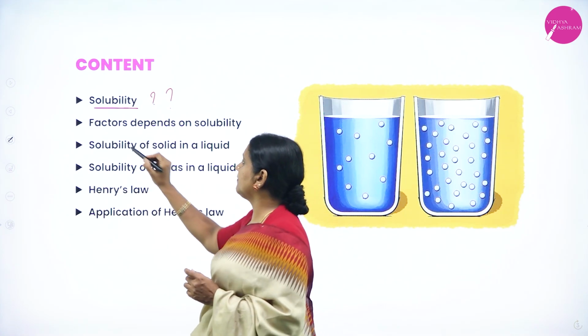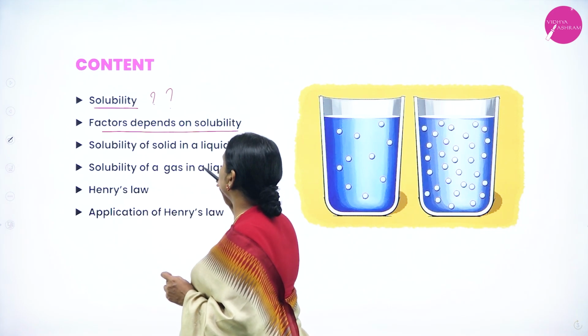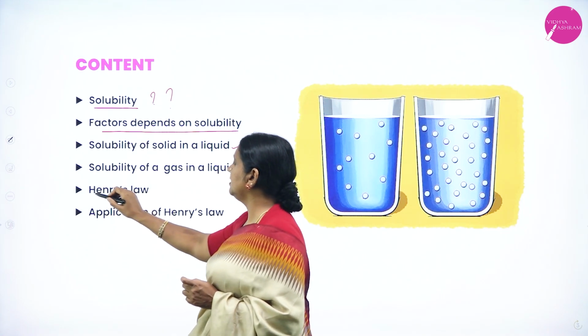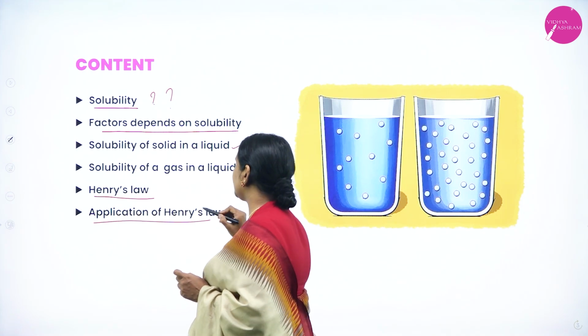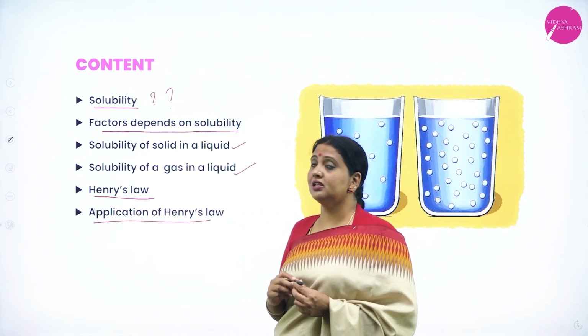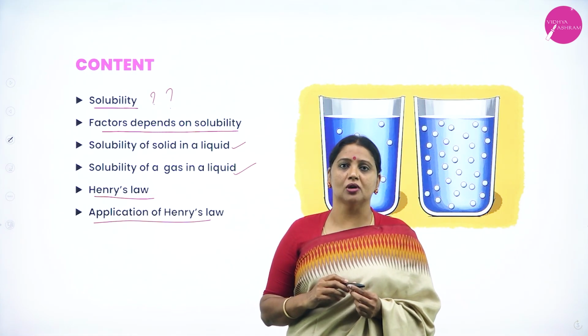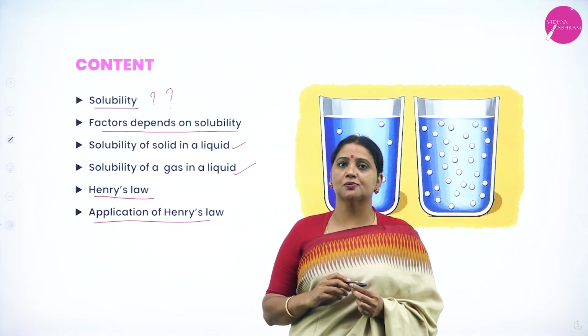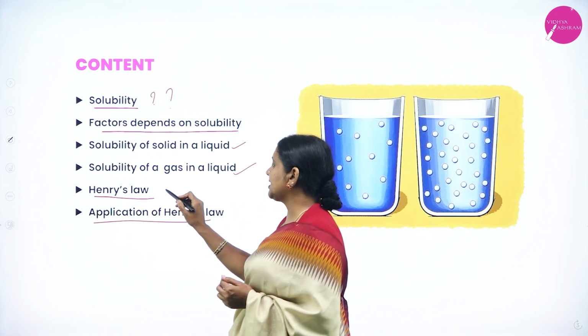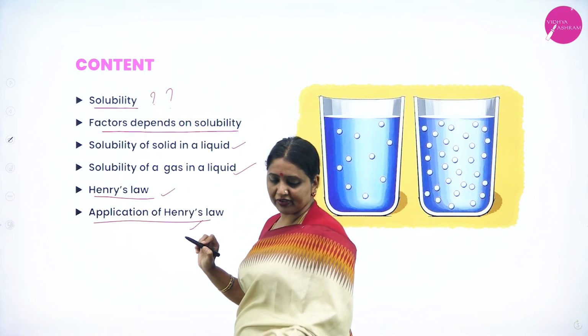Solubility, the factors that depend on solubility, solubility of solid in liquid, solubility of gas in liquid, Henry's law, application of Henry's law. In today's class, I am going to discuss solubility and the factors which influence solubility, and I am going to explain two cases. Case 1, solubility of gas in liquid and solubility of solid in liquid. Next, Henry's law and application of Henry's law.